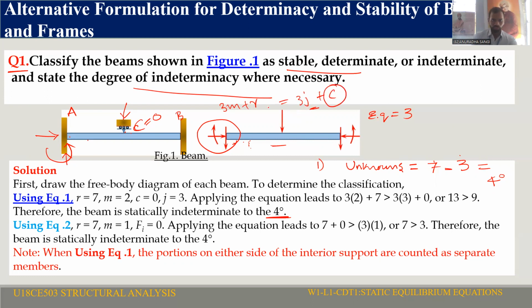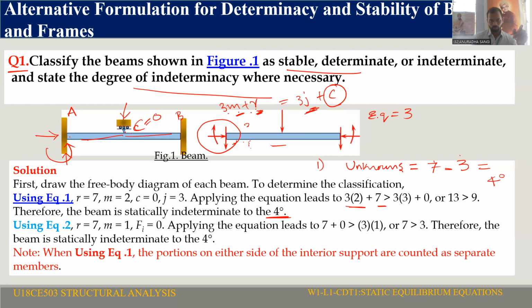Number of joints we have is 3. The reactions are 7. Number of members for the first case is 2. For 3m plus r, that is the number of members: this is one member and this is one member. So we have two members and 7 reactions. So 3 into 2 plus number of reactions, 7, is 6 plus 7.